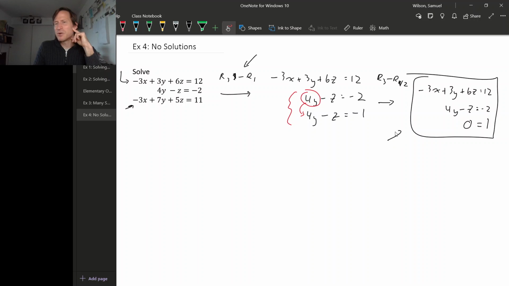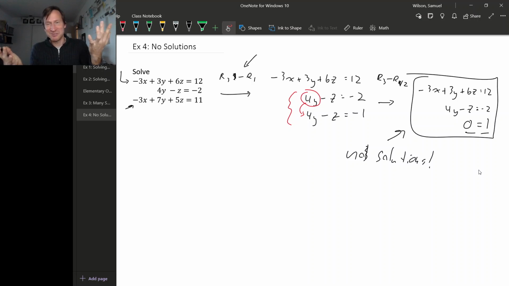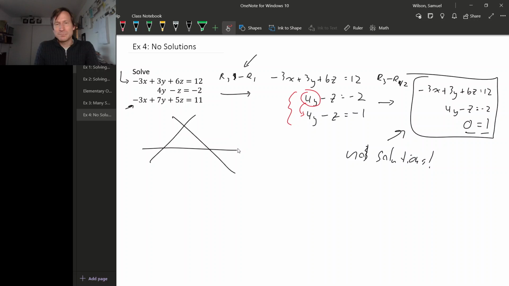And for this system of equations, it's obvious that there are no solutions, because if we had a solution, it would make 0 equal to 1. But it's impossible to make 0 equal to 1. So this system of equations has no solutions. There must be either 2 of these planes that are parallel, or maybe the planes intersect pairwise along parallel lines. One of those 2 situations.